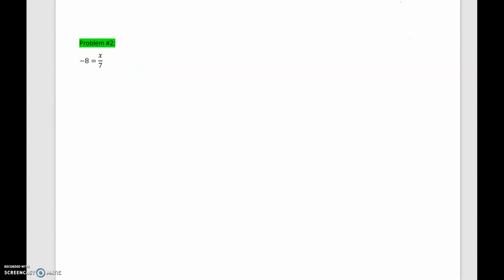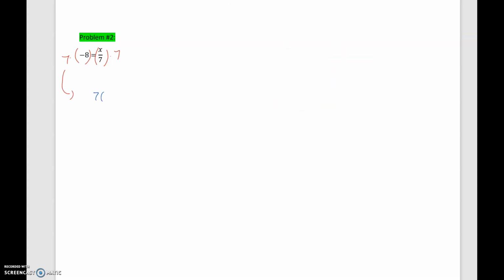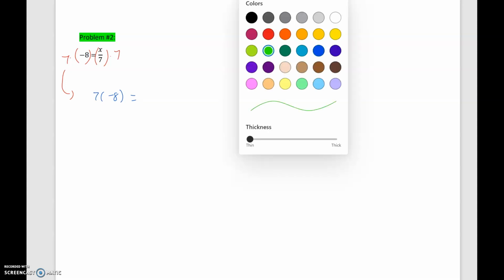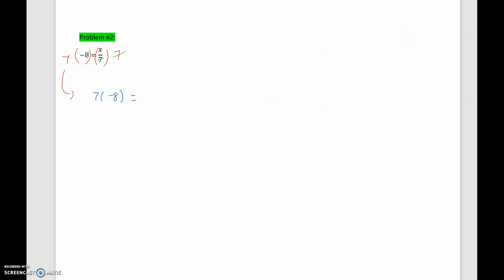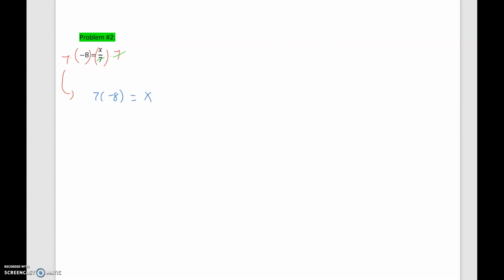Let's take a look at problem 2. In problem 2, we have the variable x divided by 7. In order to get rid of that division, we're going to have to multiply by 7. Now, let me rewrite it. So we have 7 times negative 8 is equal to, and keep in mind that in the background, your 7s cancel out. So on the right hand side, we have x. And then we end up with negative 56 is equal to x.